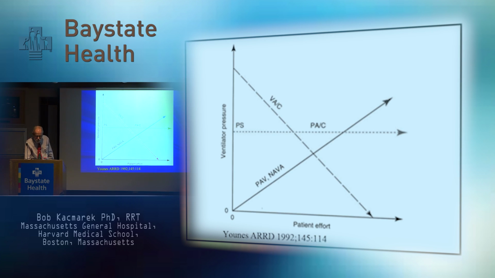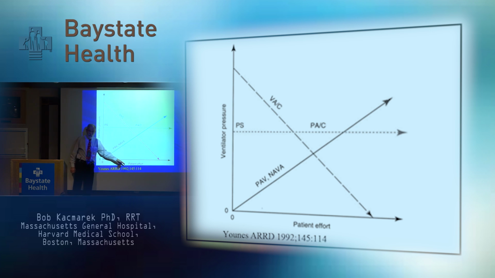I think it was very nicely depicted by Magda Younes back in 1992 in his first publication about PAV. He did this graphic, which still holds true today, looking at patient effort versus the amount of pressure that the ventilator develops. And if you look at volume ventilation, you have an inverse relationship between the amount of pressure developed by the ventilator in relationship to patient effort.